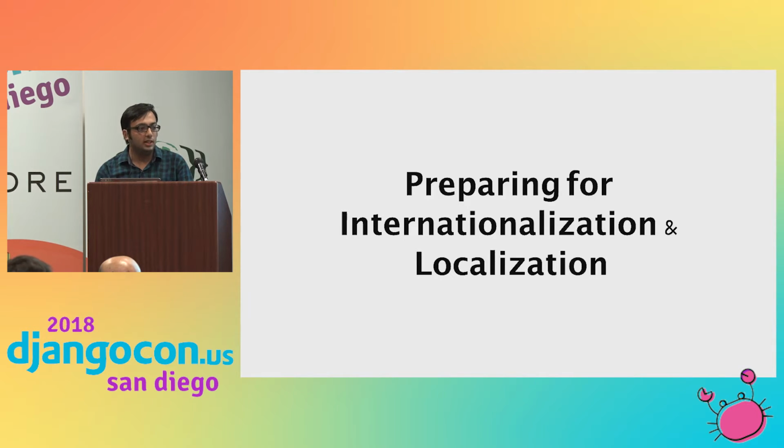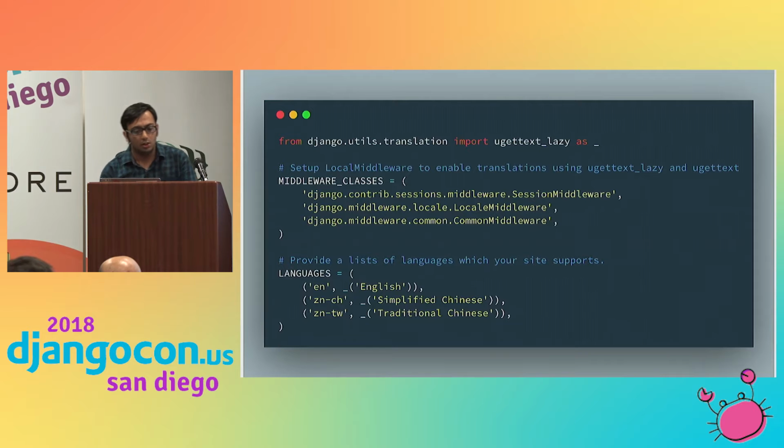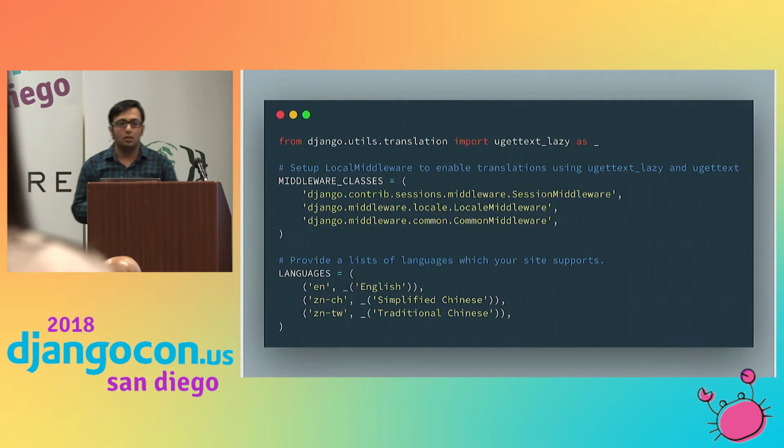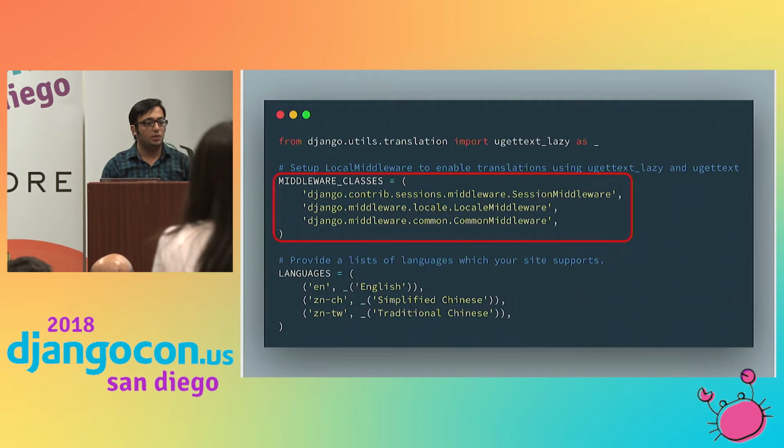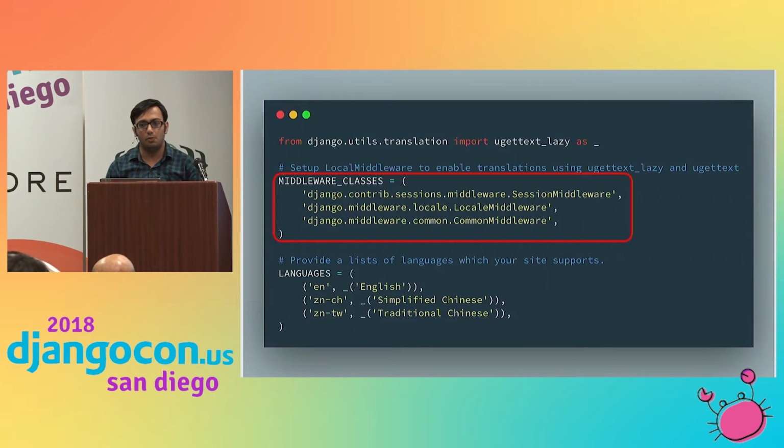So we'll have a look at the settings. So we include a bunch of settings. First is the middleware classes. We have this special middleware, which is locale middleware, which is placed just after the session middleware and before the common middleware. The order of the middleware is quite important, and we'll see next how it plays a role.